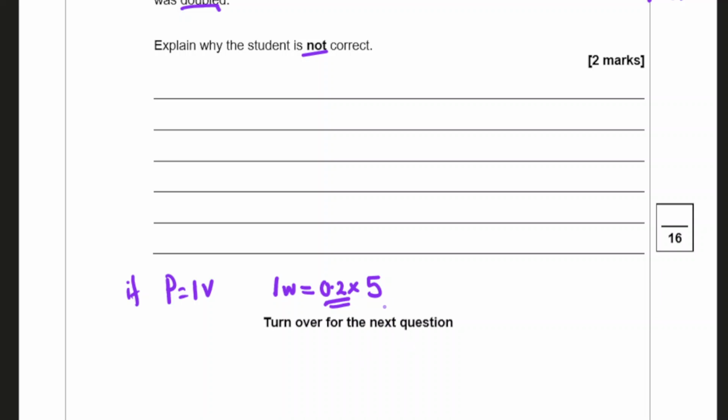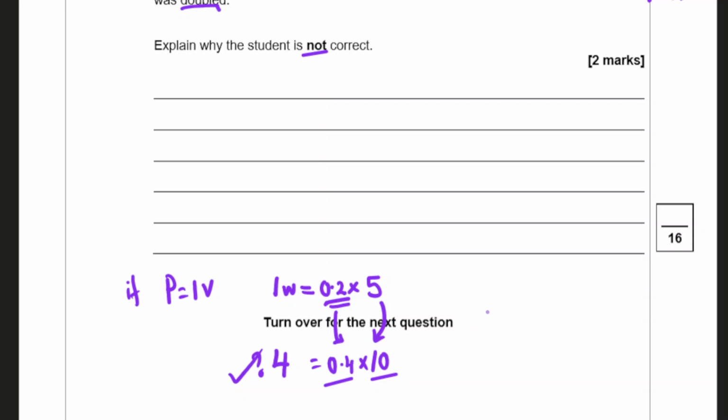What they're saying is, if they double it from 5 volts to 10 volts, will the power be 4 watts? For that to happen, the current should double from 0.2 to 0.4. Does that happen? When you double the potential difference, does the current also double? If they behave like that, then the student would be correct. But they're saying the student is not correct.